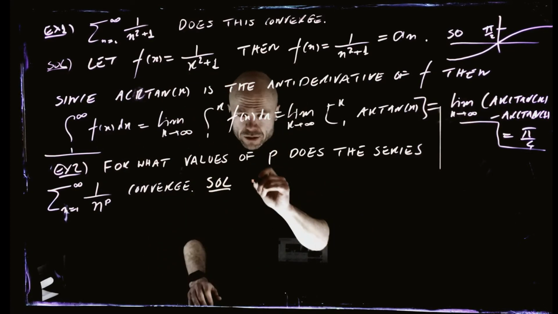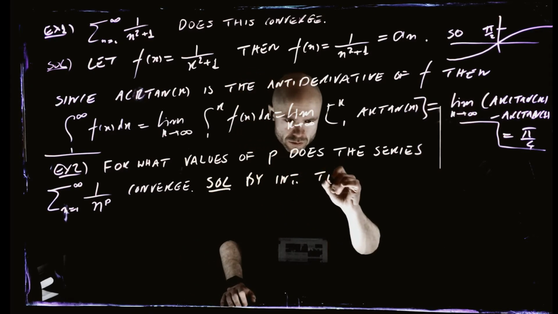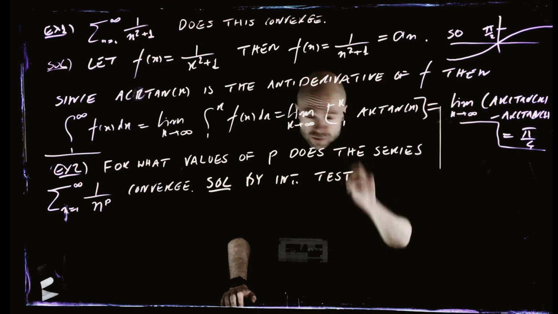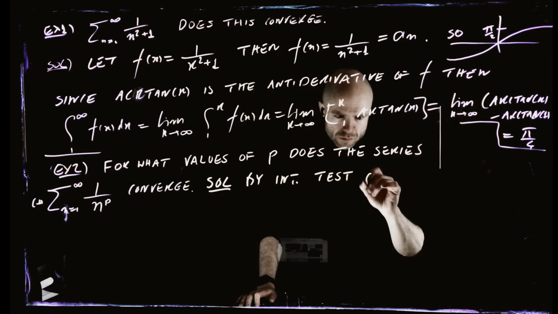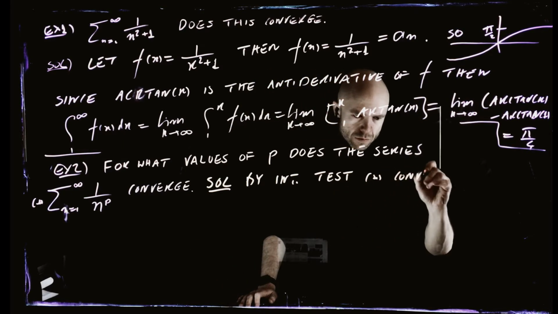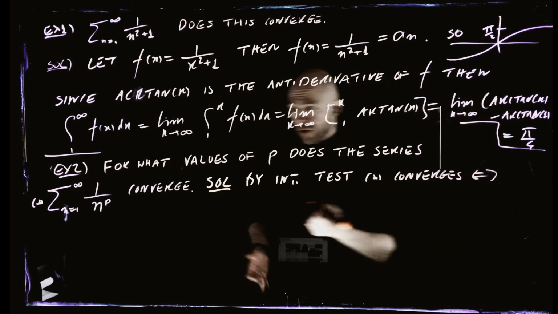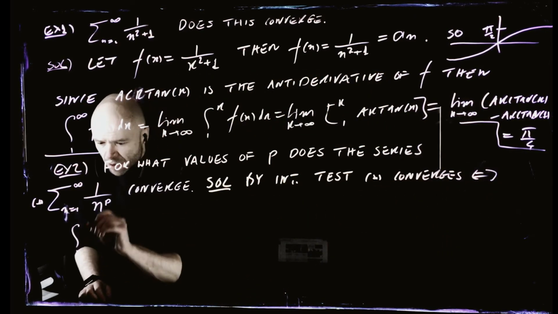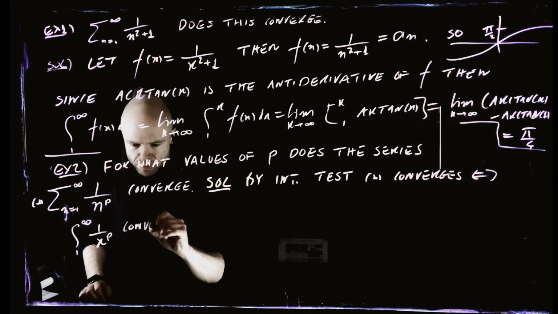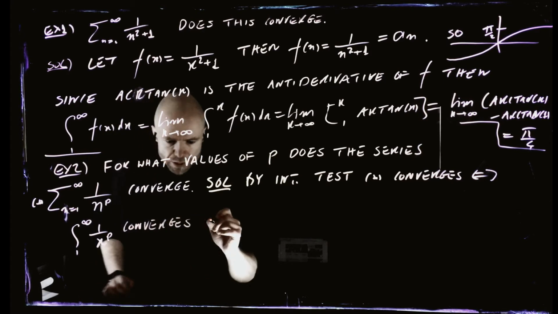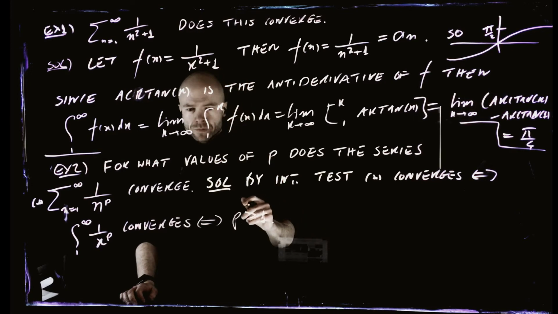By the integral test, let's call this thing star. It converges if and only if the integral from 1 to infinity of 1 over x to the p converges, and we've learned this very well at this point, and this is true if and only if p is bigger than 1. Yeah? Cool.